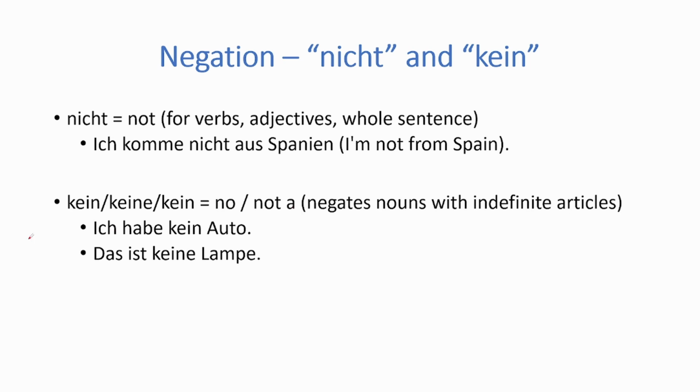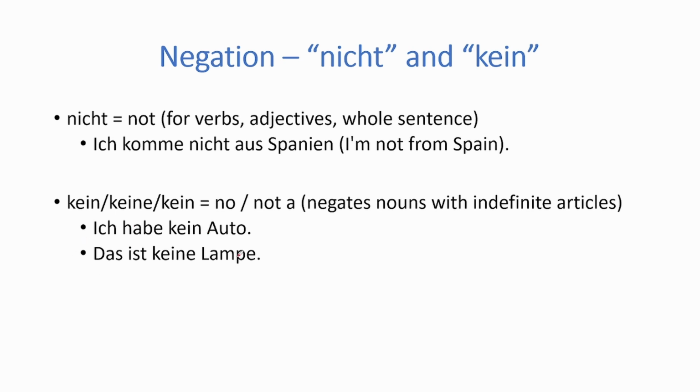For example, ich habe kein Auto. That means I have no auto or I don't have an auto. If I had said I have an auto, ich habe ein Auto. And if you want to negate it, you have to say ich habe kein Auto. Here we are negating auto, that is a noun, with kein.